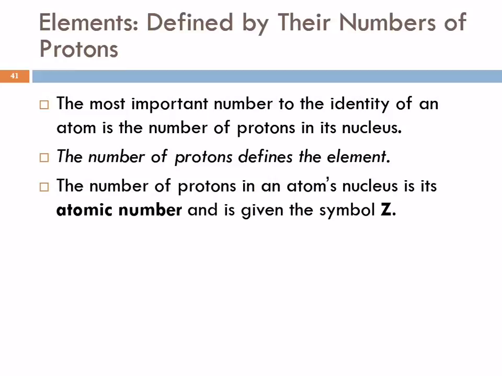What identifies an atom as being a particular element is the number of protons in its nucleus. Neutrons can vary a little bit, electrons can be gained or lost, but the number of protons says you are an element, you belong to this element. Number of protons is called the atomic number. They gave it the symbol Z. Don't ask me why, it doesn't make any sense to me either. But the atomic number is the number of protons, it has the symbol Z.